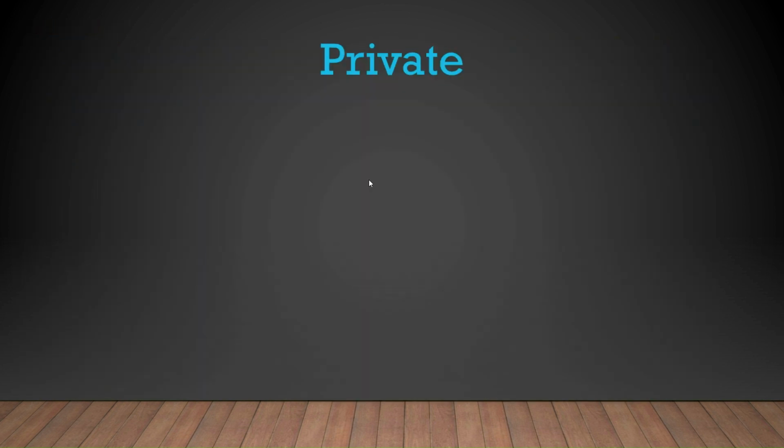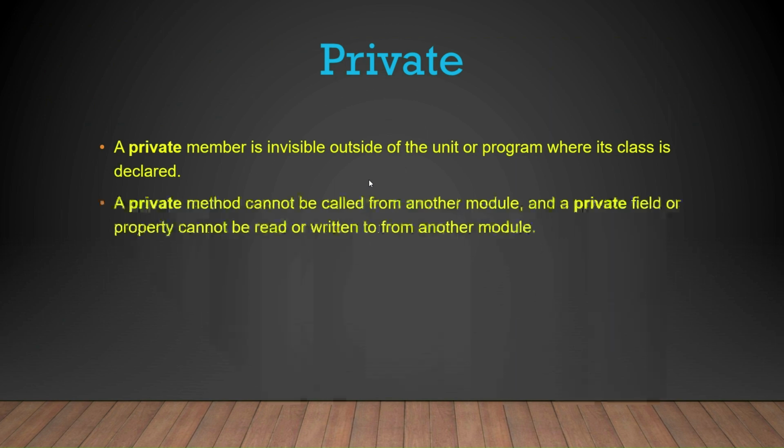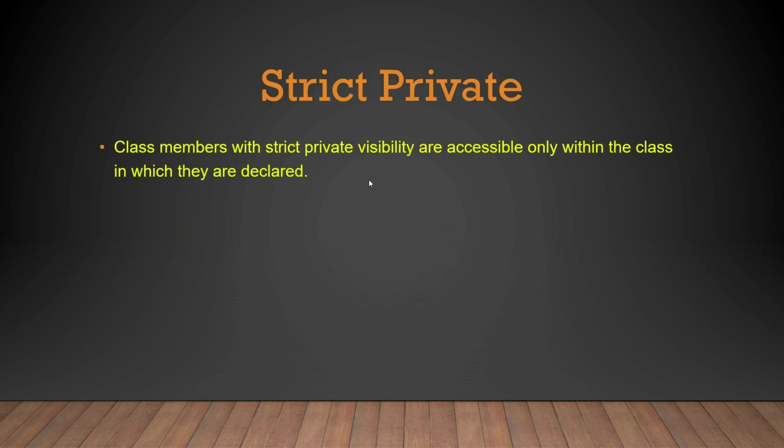So we will now discuss private. What is private? Private members are invisible outside the unit. That means private members are only visible inside the unit. A private method cannot be called from another module, and a private field or property cannot be read or written from another module. Declare a private field. So how do we declare a private field? As I mentioned here.